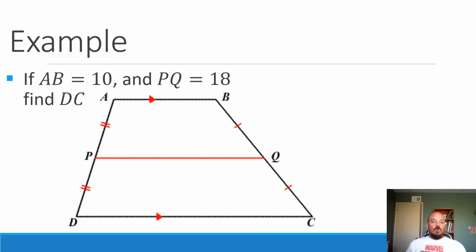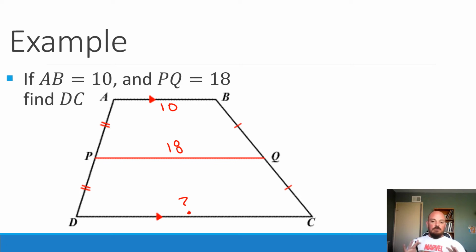All right, so number 1, here's the picture I gave you before when we were talking about midsegment. But this time I'm going to give you some numbers. So let's fill them in. I said AB, which is the top, is 10. PQ, which is the midsegment, is 18. And I asked you to find DC.